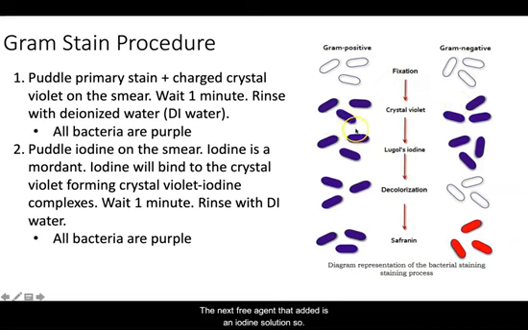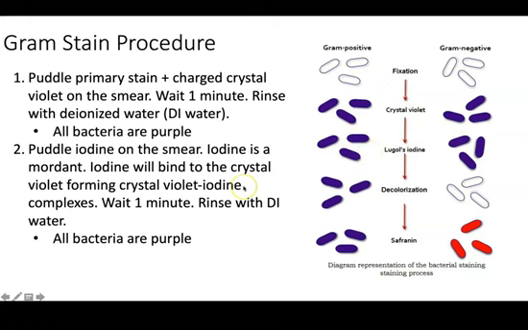The next reagent that's added is an iodine solution. What the iodine does, it's called a mordant. And the way I like to remember this, it almost sounds like the mortar you put in a wall. So it helps hold things in place, and that's what a mordant is doing. It is going to form a reaction with the crystal violet to form a complex, so a larger molecular complex that's harder to remove from the bacterial cell envelope. So it's not changing the color, but it's going to affect how readily that complex is going to be removed from the cell envelope. So that's what the iodine is doing. So that's the second step.